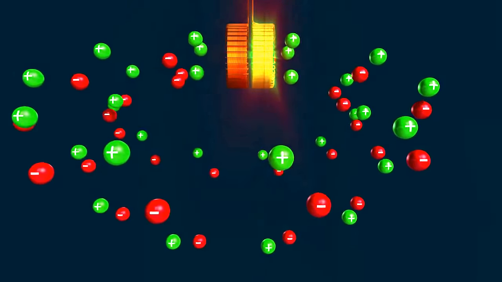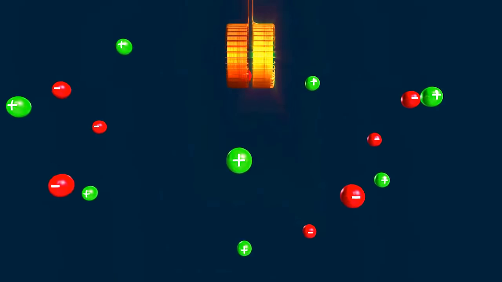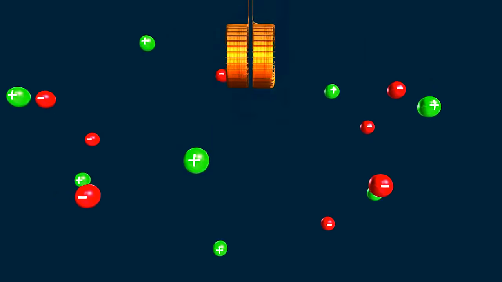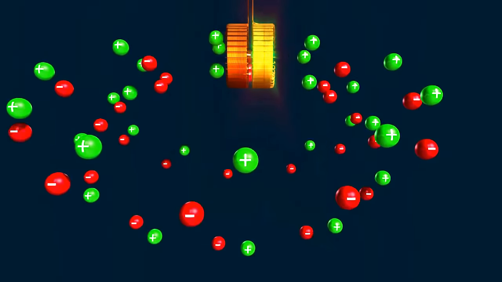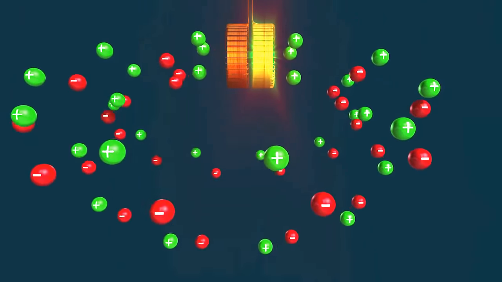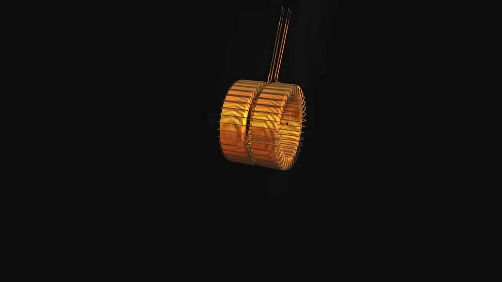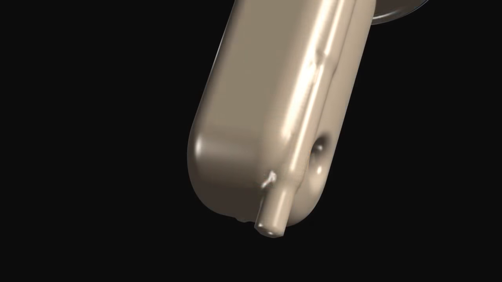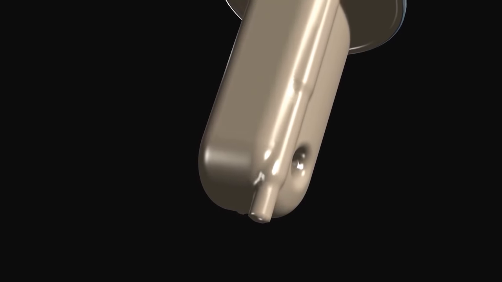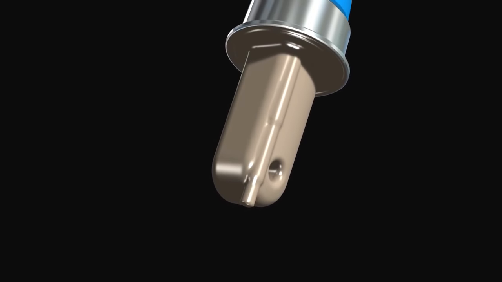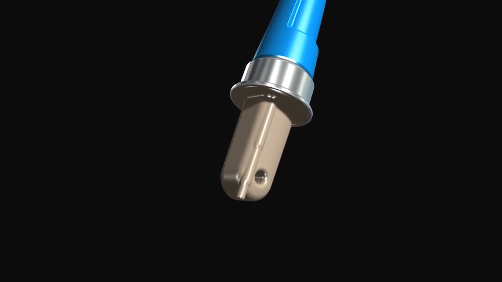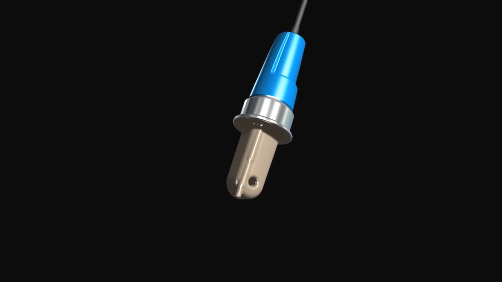The intensity of the current depends on the number of free ions in the medium. It is evaluated by the transmitter, and the conductivity is calculated. The advantage of inductive conductivity measurement is the galvanic isolation from the medium. Polarization effects cannot occur, and the measuring principle is insensitive to soiling.